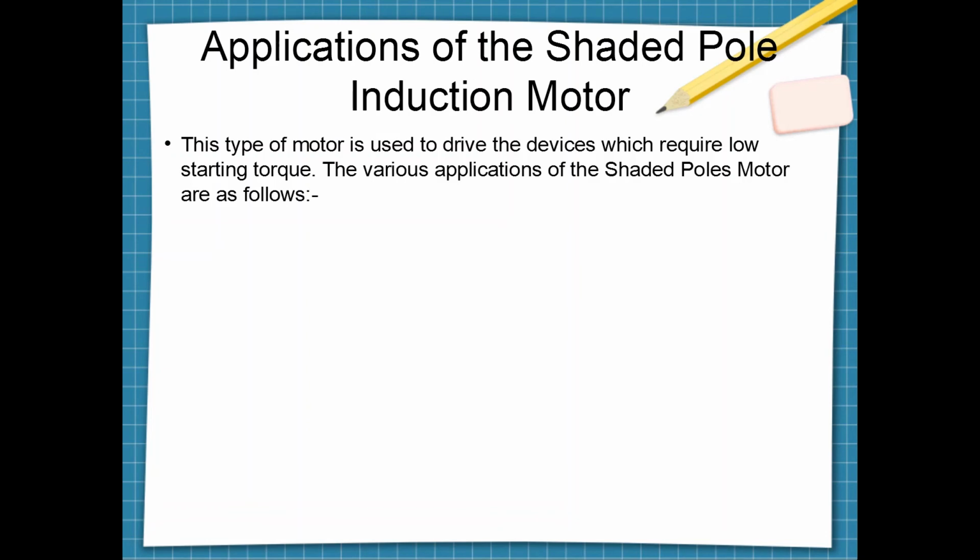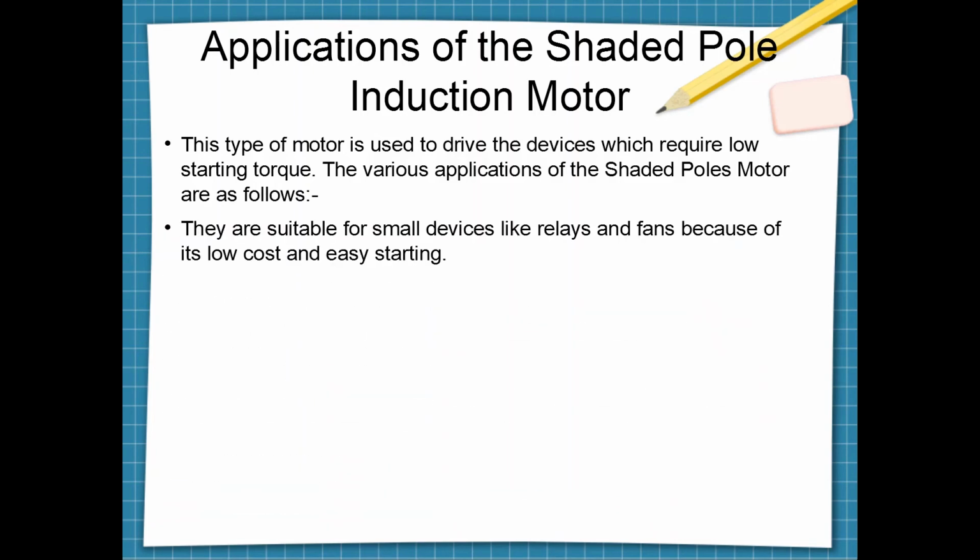Application of shaded pole induction motor. This type of motor is used to drive devices which require low starting torque. The various applications of shaded pole motor are as follows. First, they are suitable for small devices like relays and fans because of its low cost and easy starting. It is also used in exhaust fans, hair dryers, and also in table fans.